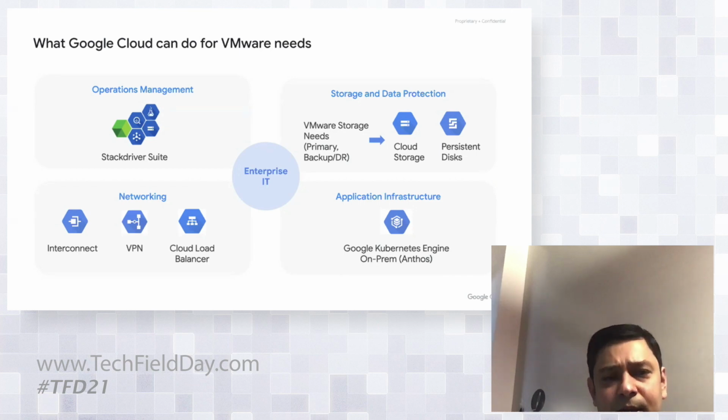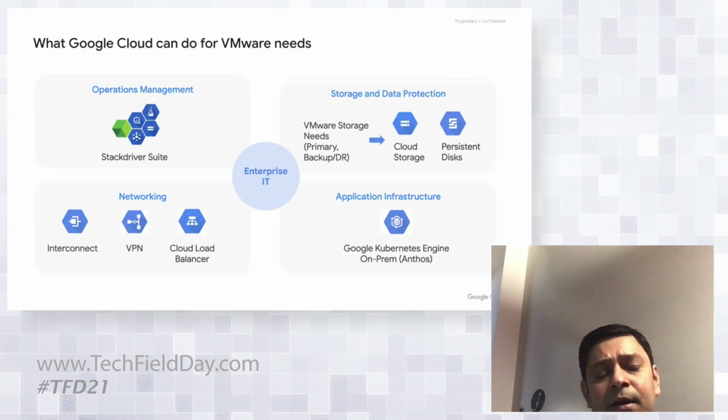So there are four main areas. The first area is operations management, where Google Cloud Stackdriver suite is the right tool. On the storage and data protection side, there are cloud storage and persistent disk offerings, which complement the primary and secondary storage needs of the VMware environment.